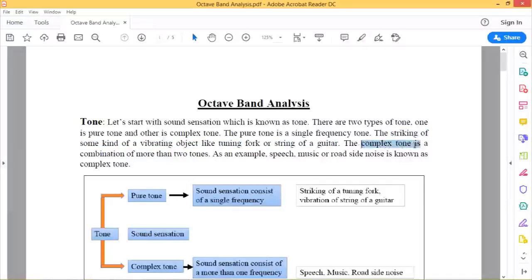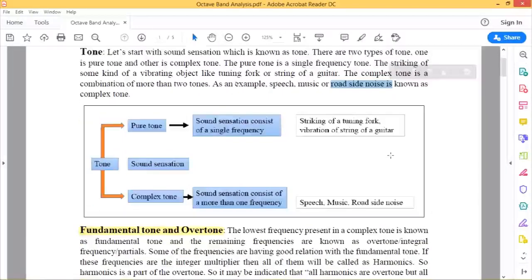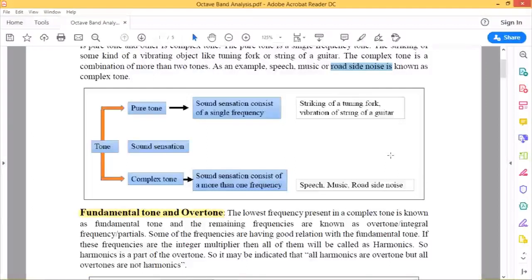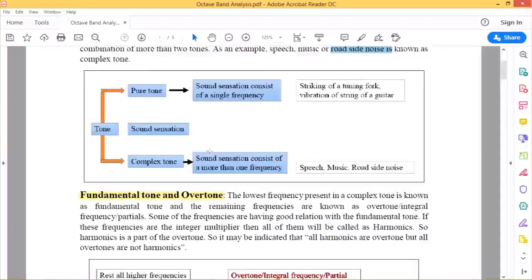Now complex tone is a combination of more than two tones. Okay, so there will be 2, 3, 4, 5 numbers of tones. As an example, speech, whatever I am talking, is an example of complex tone. Music from any kind of source or roadside noises are all comprised of more than two frequencies. That's why they are known as complex tone. Also in the picture you can see the division of tone into pure and complex tone and their examples.